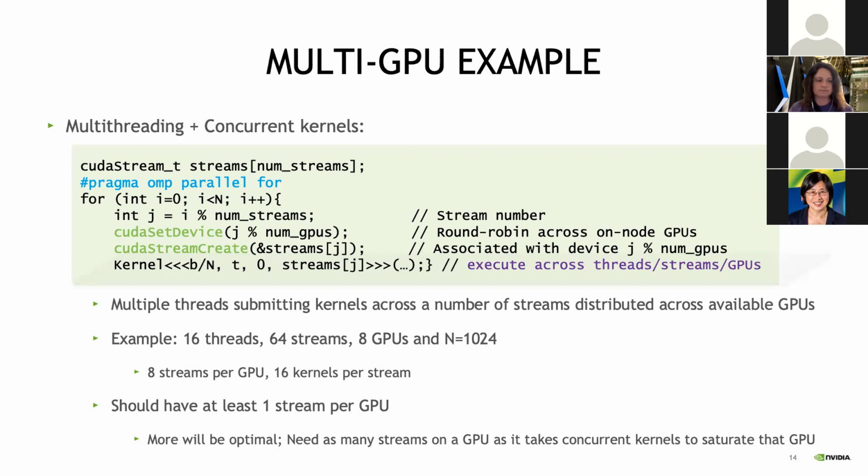So again, it's that song and dance between figuring out, okay, I know I need more than 1 stream to saturate this GPU because each kernel is not saturating the GPU on its own, but I also don't want to decompose too much and have too many streams where I'm getting killed with kernel launch overhead.